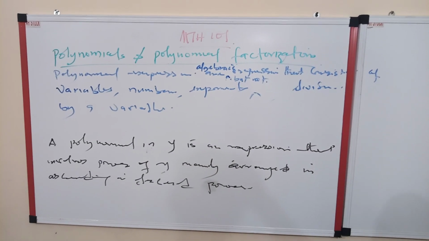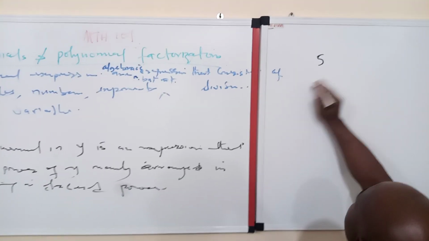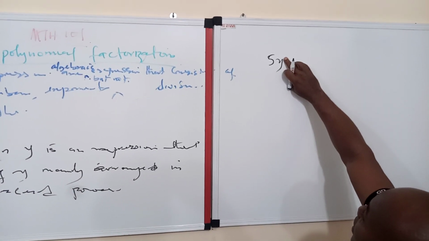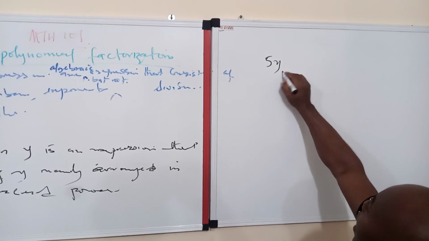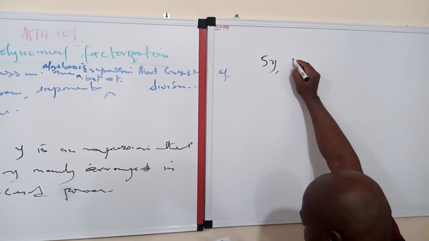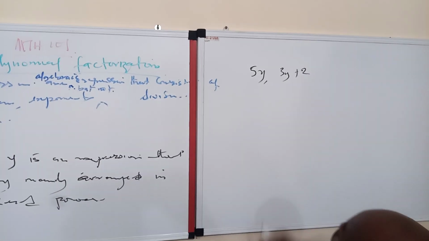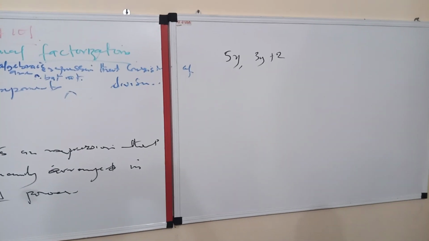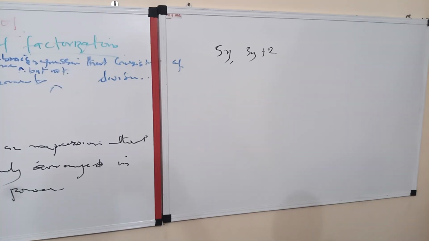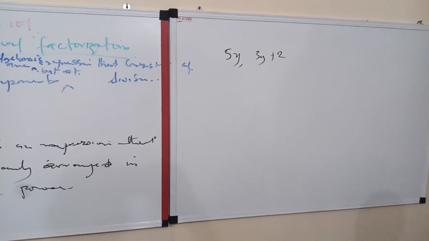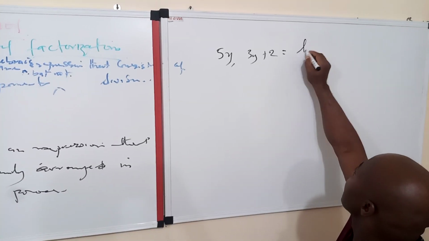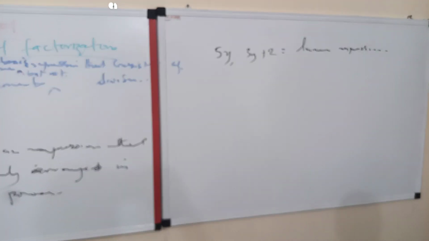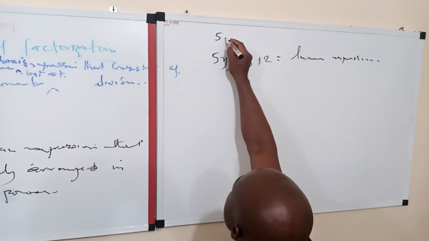Now let's consider some examples. If we say 5y, this is also a polynomial, because you can see that it has a power of 1. Let's consider another one, say 3y plus 2. 3y plus 2 is also a polynomial. This kind of polynomial, where the power of the variable is 1, is also called a linear expression.